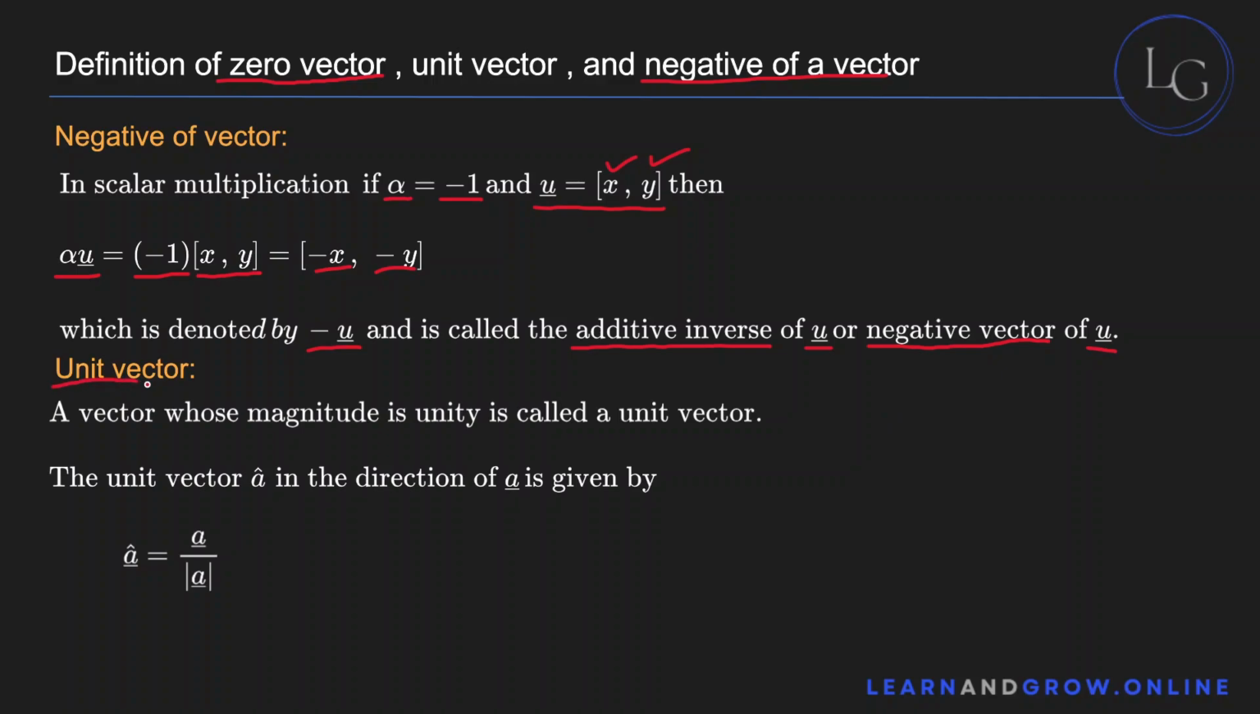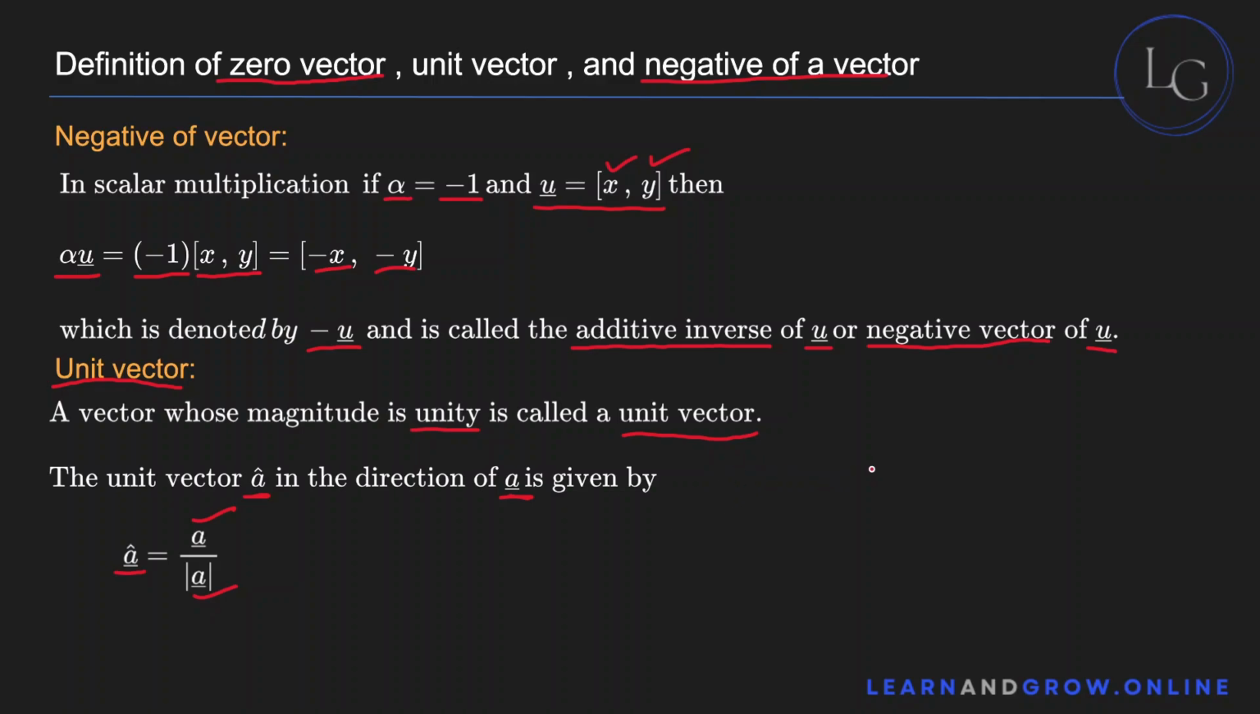Now, what is a unit vector? A vector whose magnitude is unity is called a unit vector. Simple, really. So let's say you have a vector a, right? Its unit vector will be denoted by a with a hat on the top. You'll call this a hat, really. So the unit vector in the direction of a is given by this, right? The unit vector of a is basically equal to the vector a divided by its magnitude.